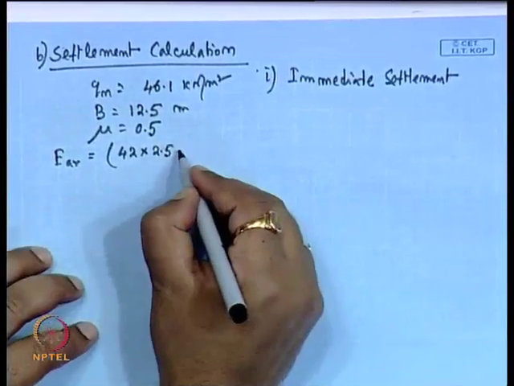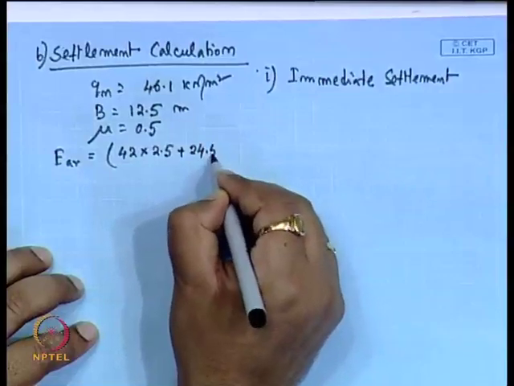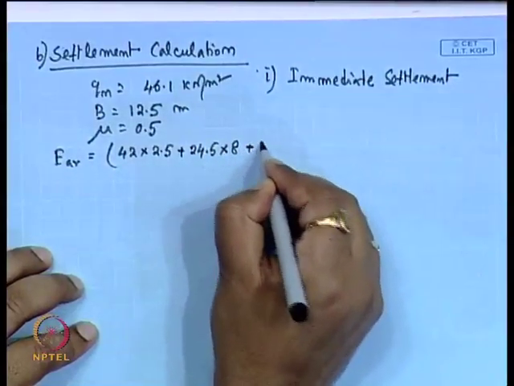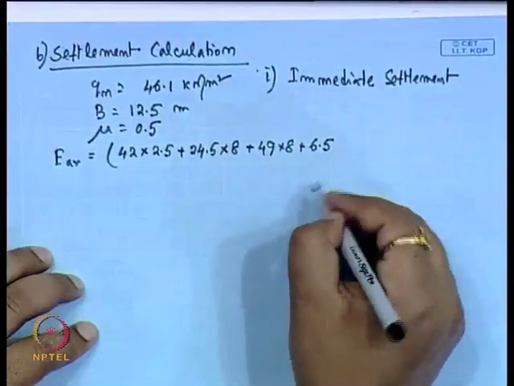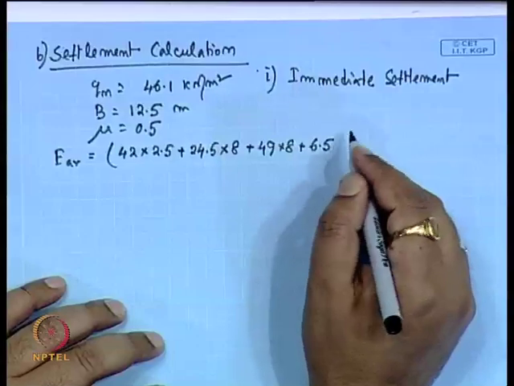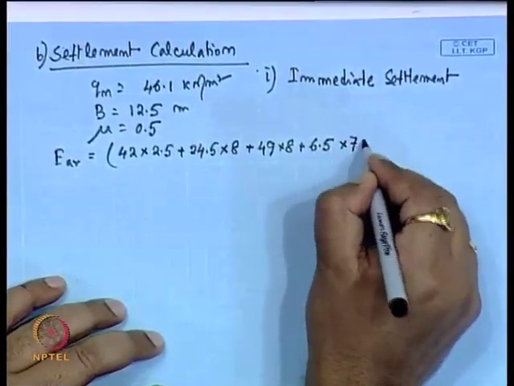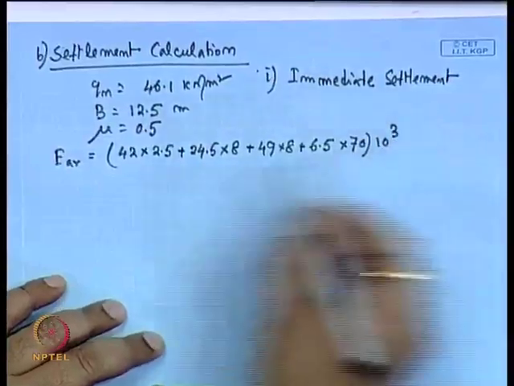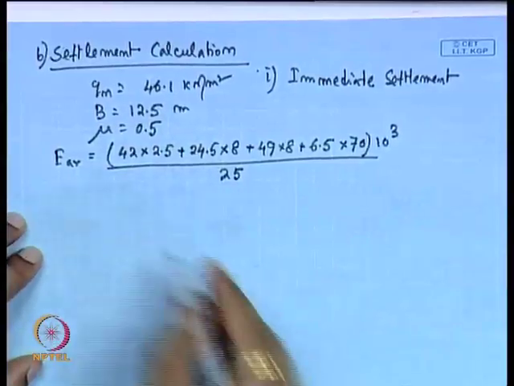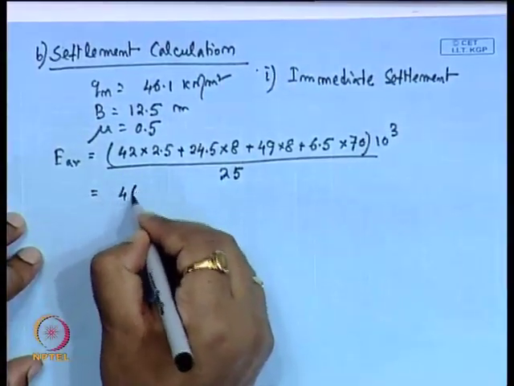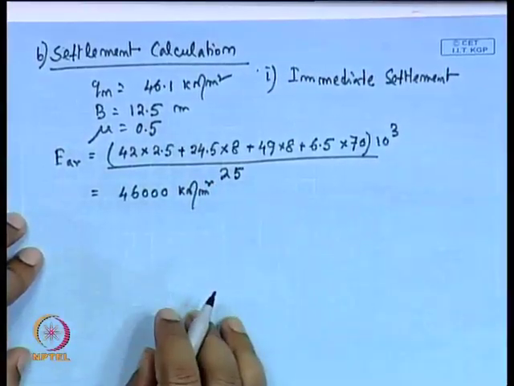So the weighted E is 2.5 plus 24.5 into 8 plus 49 into 8 plus 6.5, because for the last layer the influence zone is only up to 6.5, the layer thickness, not the total thickness of 10 meters. That is up to 6.5 into 70 into 10 to the power 3, divided by 25 meters. So the E value that we are getting is 46,000 kilonewton per meter square.